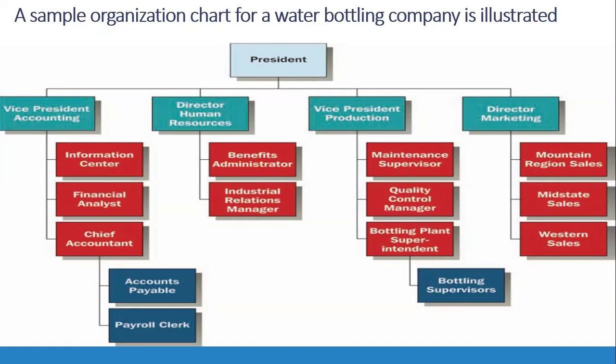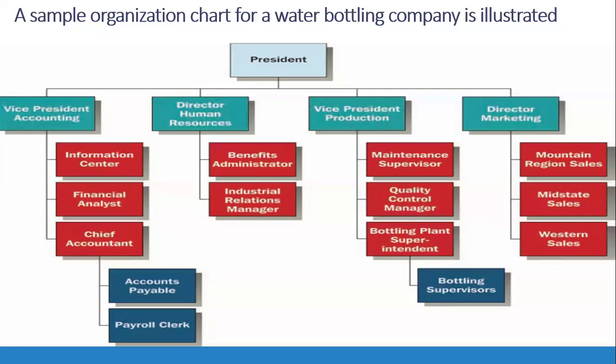So beneath the president is a department for accounting, which is headed by a vice president. So the accounting director over there will be a vice president. Then another department that is also relevant for this water bottling company is the HR department, which is headed by the HR director. Then another department is the production department, which is headed by the production director, characterized here as another vice president. Then another director handling the marketing activities of the firm.